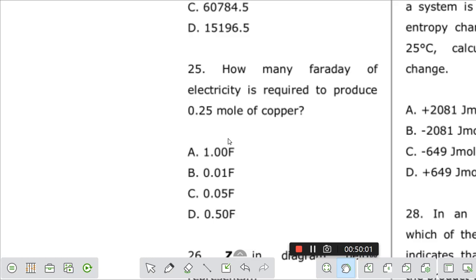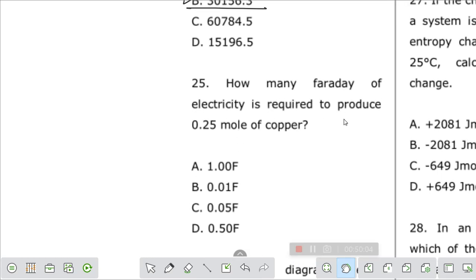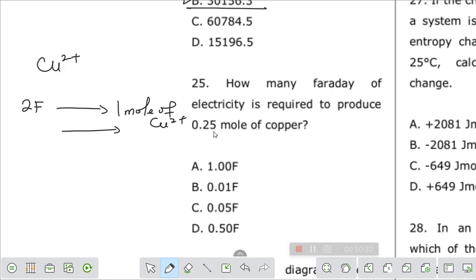So look at this question now. They now said how many farad of electricity is required to produce 0.25 mole of copper. So this type of question is actually a little bit tricky, but it's actually very simple. I told you that normal copper is Cu2+. And I told you that 2 farad will give us 1 mole of copper, right? That's what they are trying to ask us here. So now instead of having 1 mole of copper, they say it's 0.25 mole. So we are going to look at the number of farad that's going to give us.